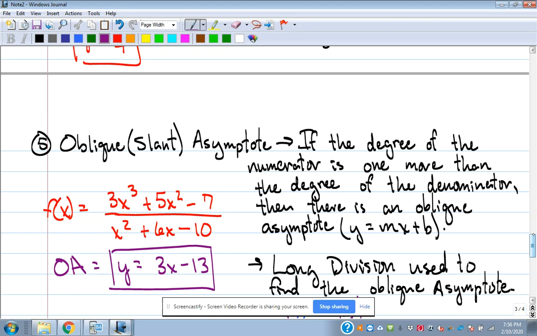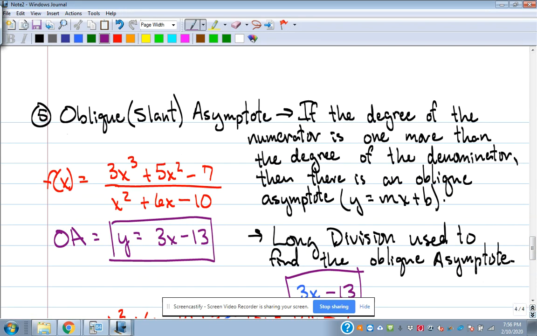If the degrees do anything else, it's okay if you don't have horizontal asymptotes or oblique asymptotes. You won't always have them. Will you ever have horizontal and oblique together? No, never, ever will you have horizontals and obliques together.